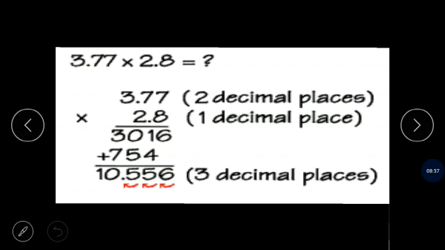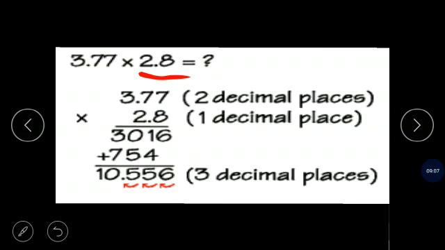I'll tell you about that later on. Firstly, do the multiplication as you do with whole numbers. Just forget about the point here. The point is there, but you just multiply. What do you have to multiply? 377 should be multiplied with 28. So 8 sevens are 56. That is 6, carry 5.